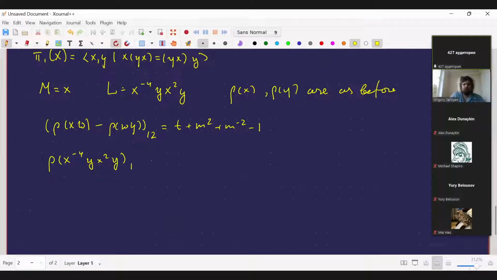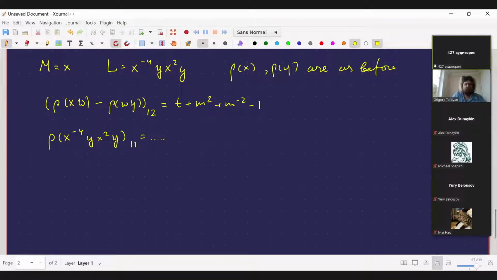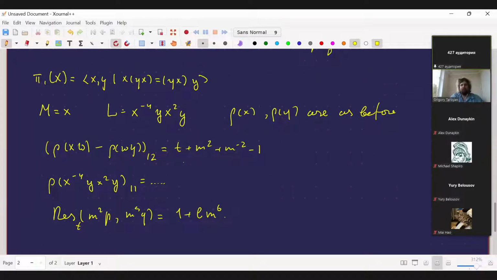So I will not write this equation because it's a bit cumbersome, but the fact is that after taking the resultant with respect to t of P and Q, we get the following A polynomial for the trefoil knot. So basically what we established is that computation of a polynomial is a solution to a certain linear problem. And so in principle, it can always be computed.